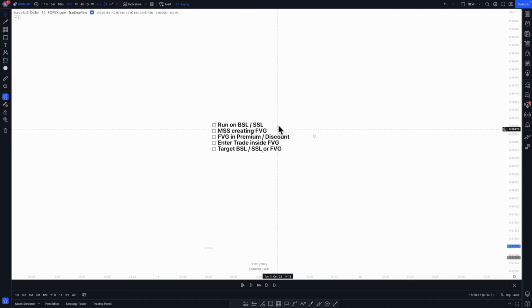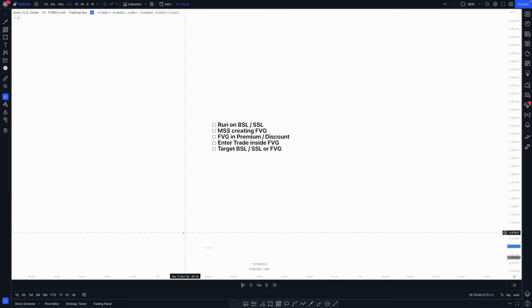You will then need to see a market structure shift, creating a fair value gap, also known as displacement. If you see a market structure shift and displacement, this is basically what it is. And if it leaves a fair value gap, this is what we need to see: a fair value gap in the premium or discount of the displacement leg, and then you want to enter the trade inside the fair value gap that has been created.